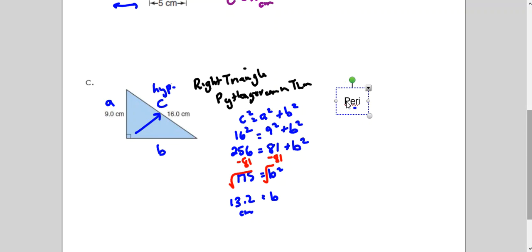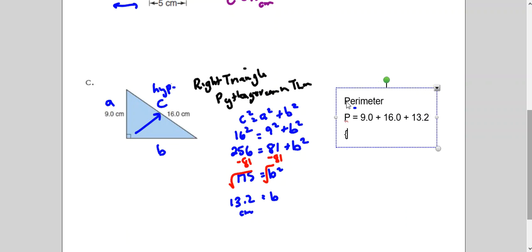Well, so my perimeter, I know it's 9.0 plus 16.0 plus 13.2. And I can add that up. 9 plus 16 plus 13.2 is 38.2 centimeters. So maybe I have to do some small steps to get to the actual perimeter. I had to find this bottom side.